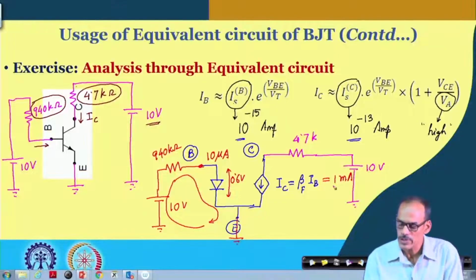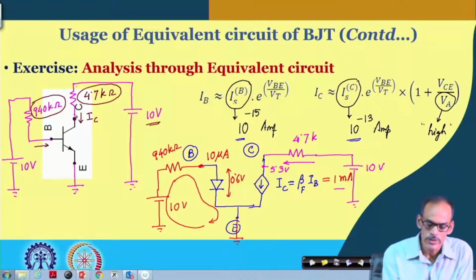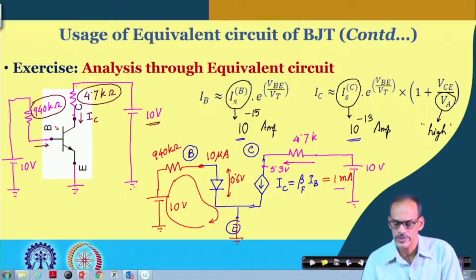And so, if you see that if 1 milliampere is flowing through this resistance, we do have 4.7 volt drop. So, the voltage coming here is 10 minus 4.7, so that is equal to 5.3. That is good. We do have 5.3, we do have 0.6. So, naturally this is getting reverse biased.